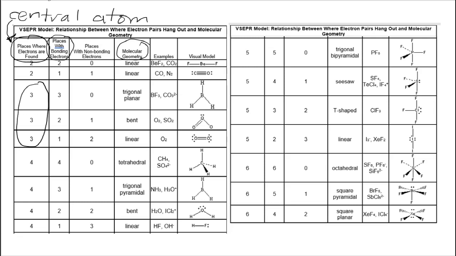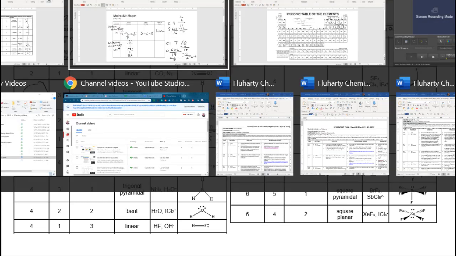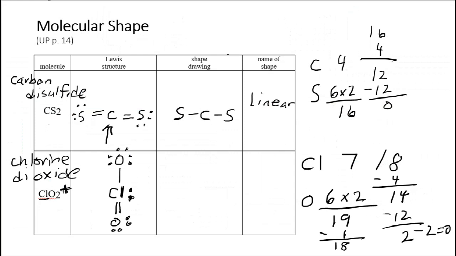Of those 3 places, 2 of them are bonding. We have a single bond and a double bond, and one of them is not bonding. It's an electron pair. So this says that the shape is bent, and this is what it's going to look like right there. So let's go back to our unit packet, and we're going to put the chlorine. There will be a double bond down there with an oxygen, another oxygen down there, and then the 2 electrons on the top. And this is bent.